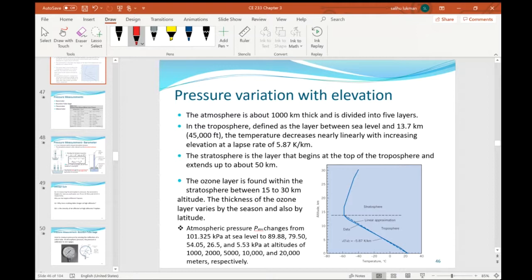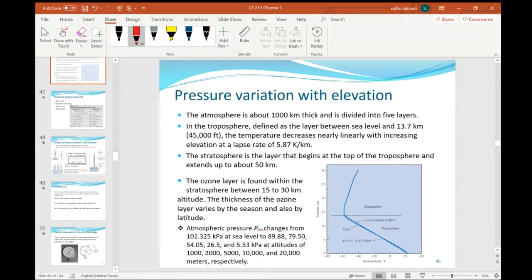So, pressure variation with elevation. I started mentioning, when we have a room of 5 meters, the pressure at the bottom is 1.006 atmosphere, and at the top is 1 atmosphere. So it varies slightly with elevation, but this is because the elevation is so small, just 5 meters.